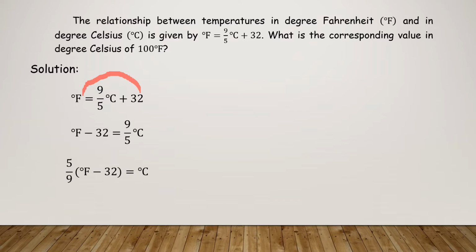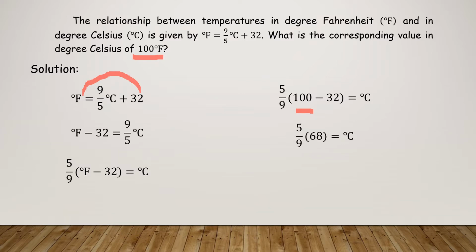So, we divide both sides by 9/5. Therefore, we have 5/9 times the quantity of degree Fahrenheit minus 32 is equal to degree Celsius. So, meron na tayo ngayong formula for degree Celsius. Ita-substitute lamang natin ang given 100 degree Fahrenheit. So, we have 5/9 times the quantity of 100 minus 32 is equal to degree Celsius.